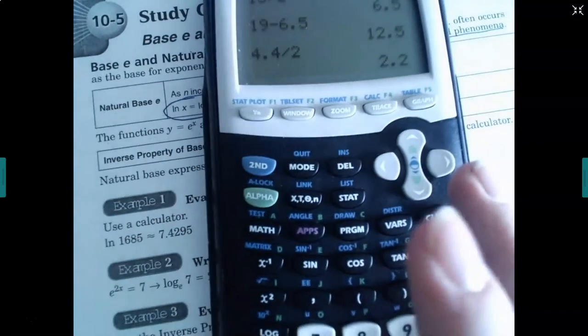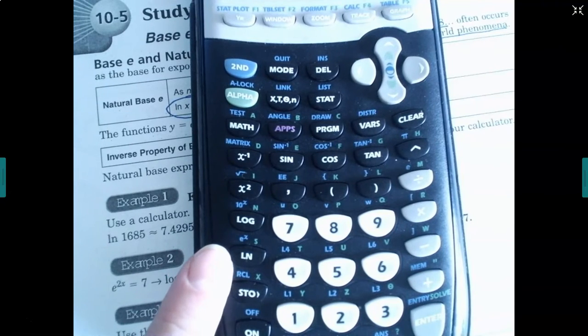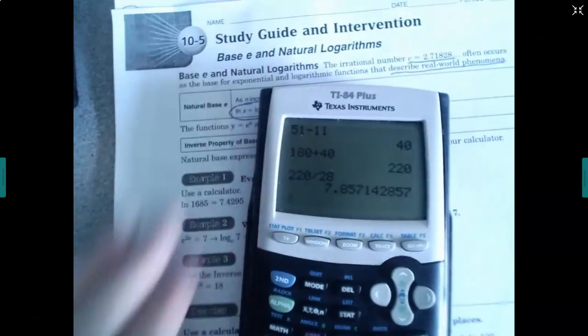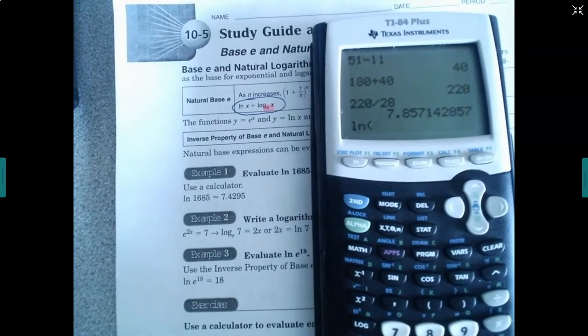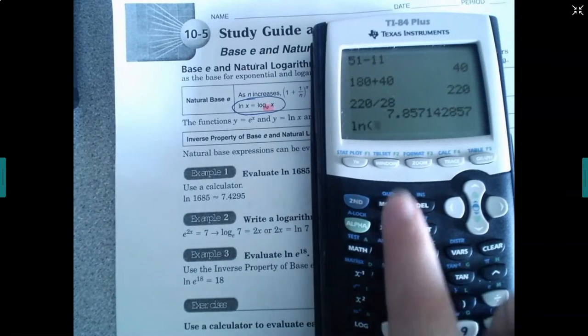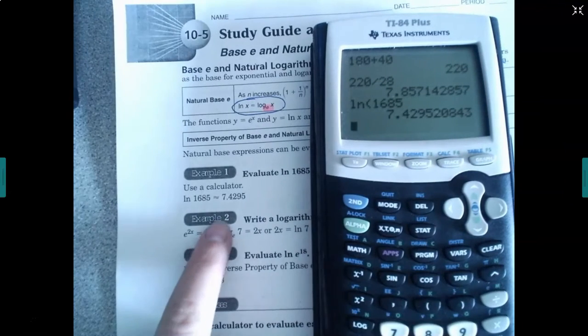So natural log is found on your calculator right near the logarithm button, right under it. And you can see that if we use our second function and press ln, we're going to get an e to the x power. So if we're trying to find the natural log of something, all we have to do is press our ln function and then type it in. So right here it says use a calculator to evaluate this. So I would just type in the natural log of 1685. And you can see that that matches up with what the book's given us here.